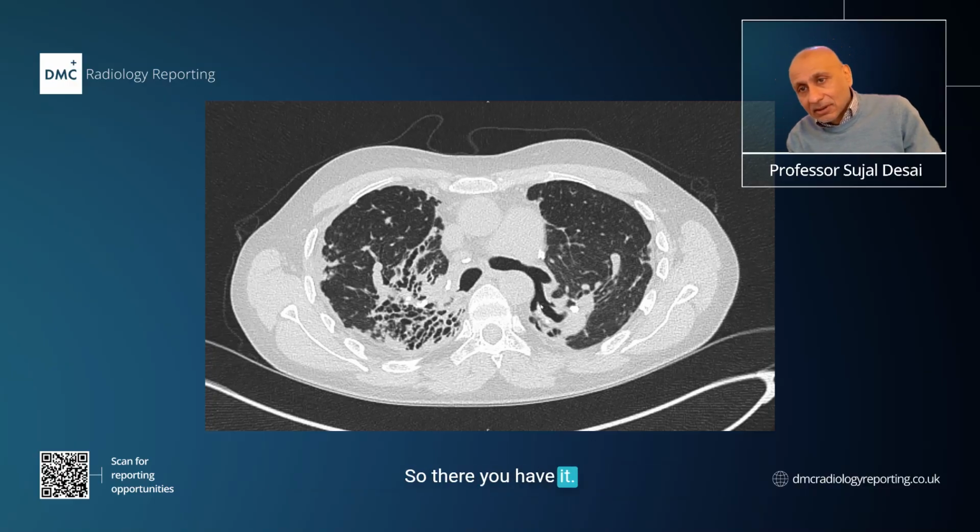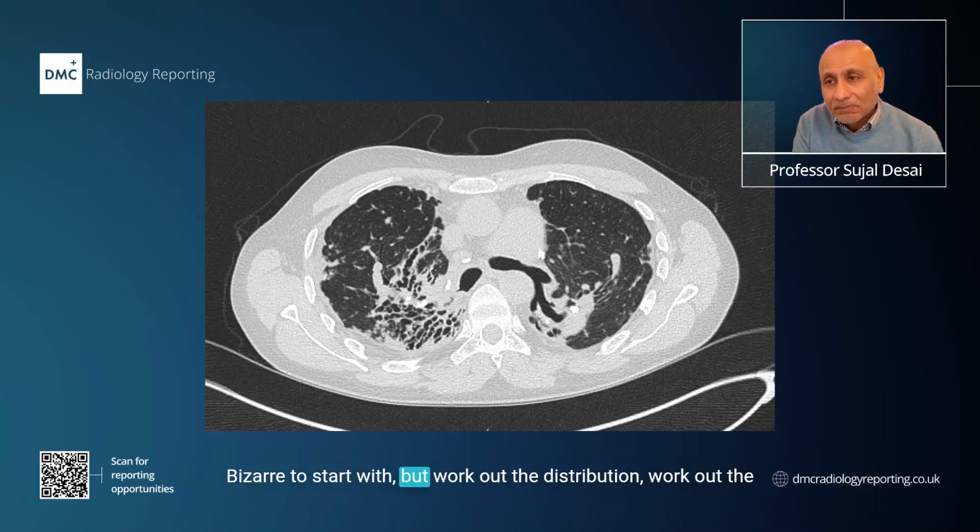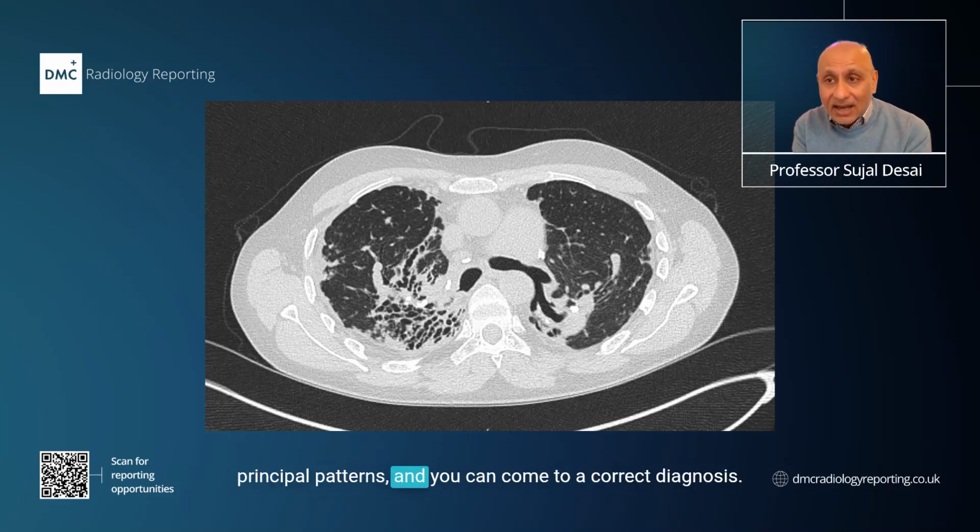So there you have it. Another case of diffuse interstitial lung disease. Bizarre to start with, but work out the distribution, work out the principal patterns, and you can come to a correct diagnosis.